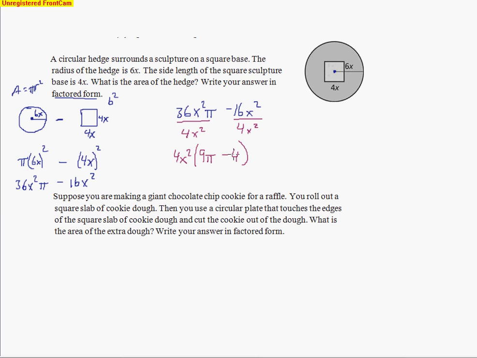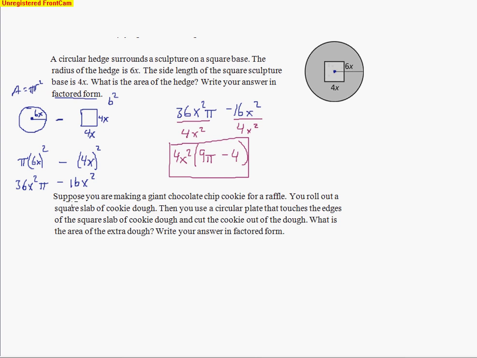No more common factors inside the parentheses, so I know I have it factored completely. You can see that it works because 4x squared times 9 pi brings us right back to this, and 4x squared times 4 brings us right back to the 16x squared. The reason we like to do this is that in future problems, like a surface area problem, we can simplify it into a factored form like this. Simplify it and then factor it, and the problem becomes a whole lot easier to solve if we had to do multiple problems. So we'll see that concept being used later on.